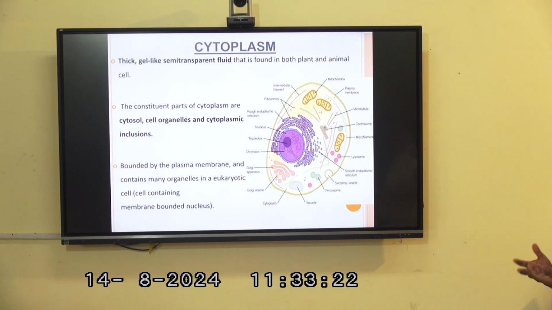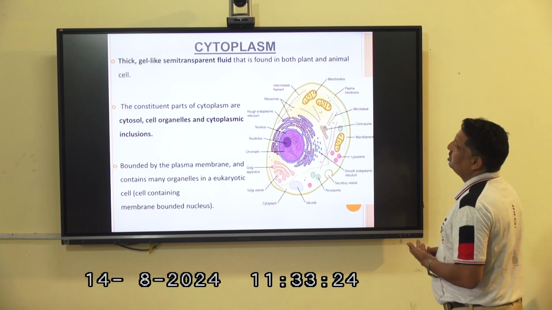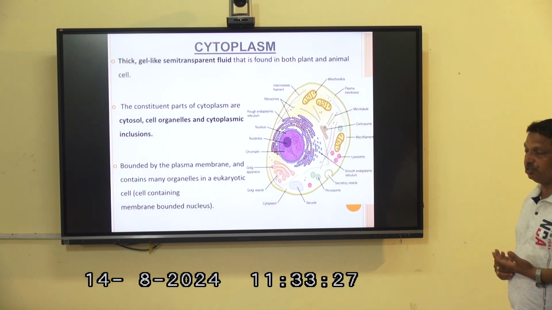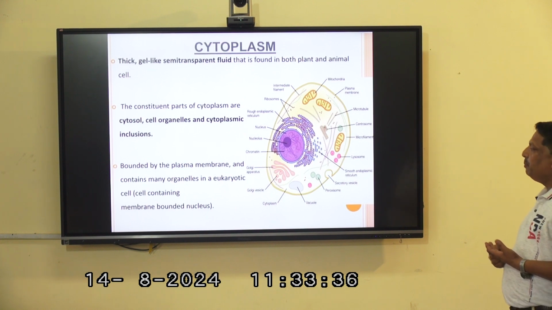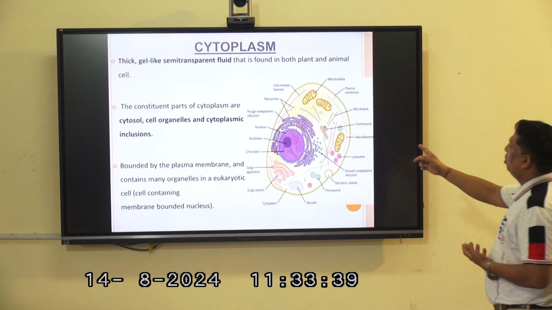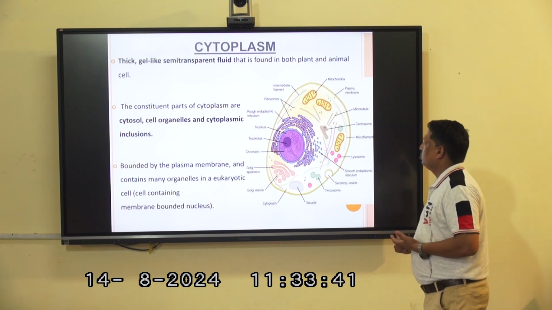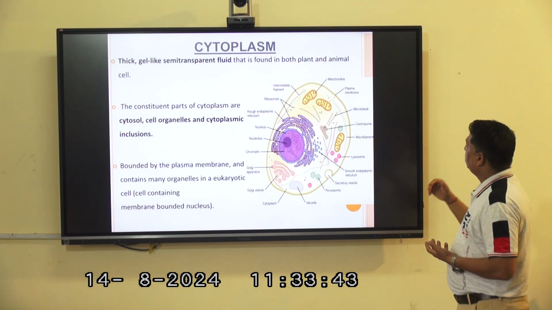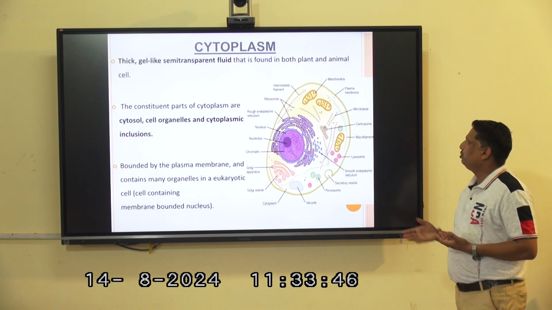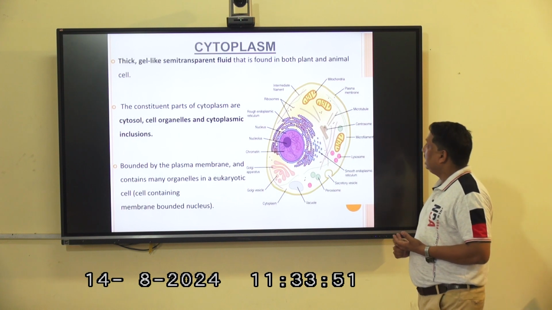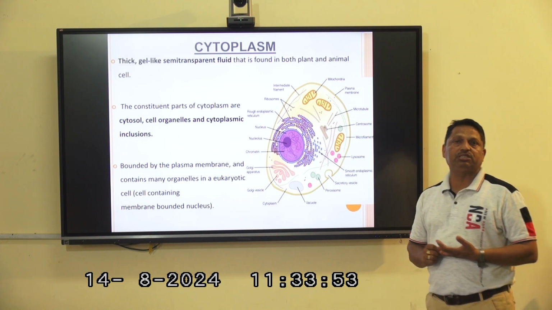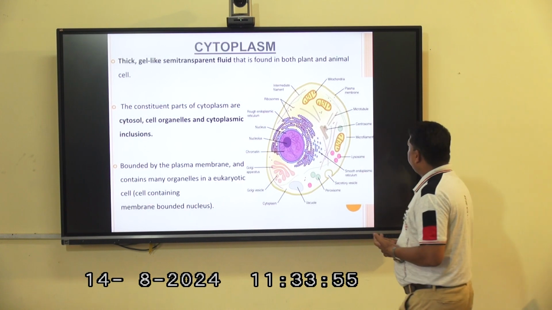The constituent parts of the cytoplasm are cytosol, cell organelles, and cytoplasmic inclusions. These are bounded by the plasma membrane and contain many organelles in a eukaryotic cell, a cell containing a membrane-bounded nucleus. They have mitochondria, because this is the power of the cells. It plays a different role. Plasma membrane, I told you already, is protective in nature, and permeability is a very important factor concerning the plasma membrane.